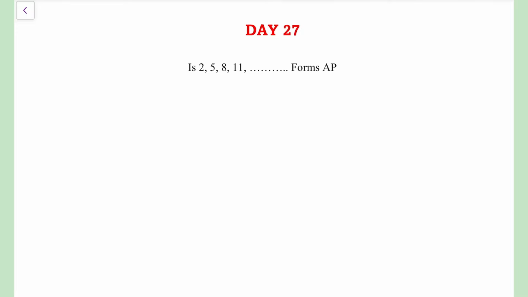Is 2, 5, 8, 11, and so on forms an AP, arithmetic progression, or not? To check whether a given progression is an arithmetic progression or not, we need to check the differences.